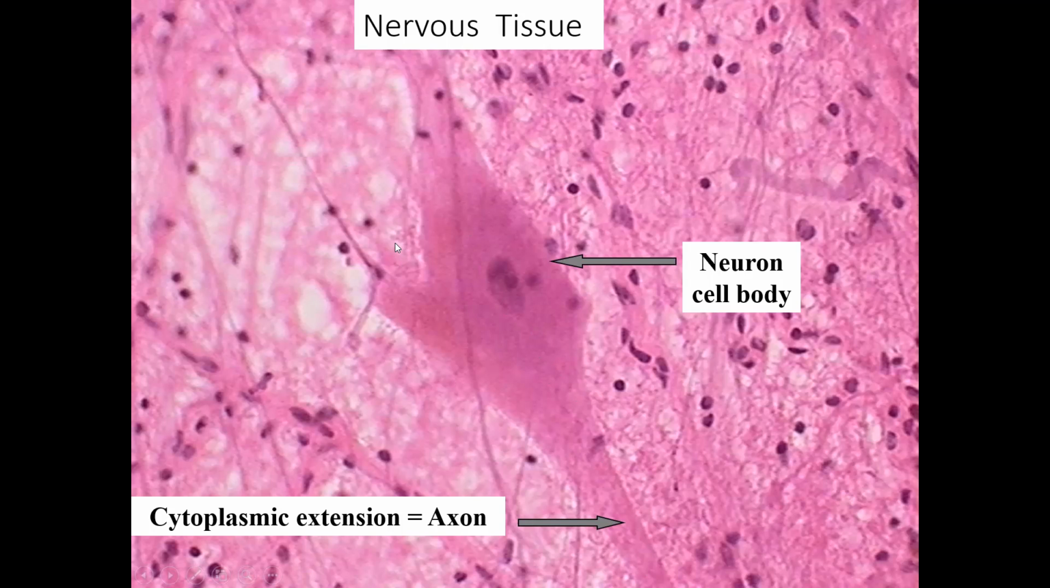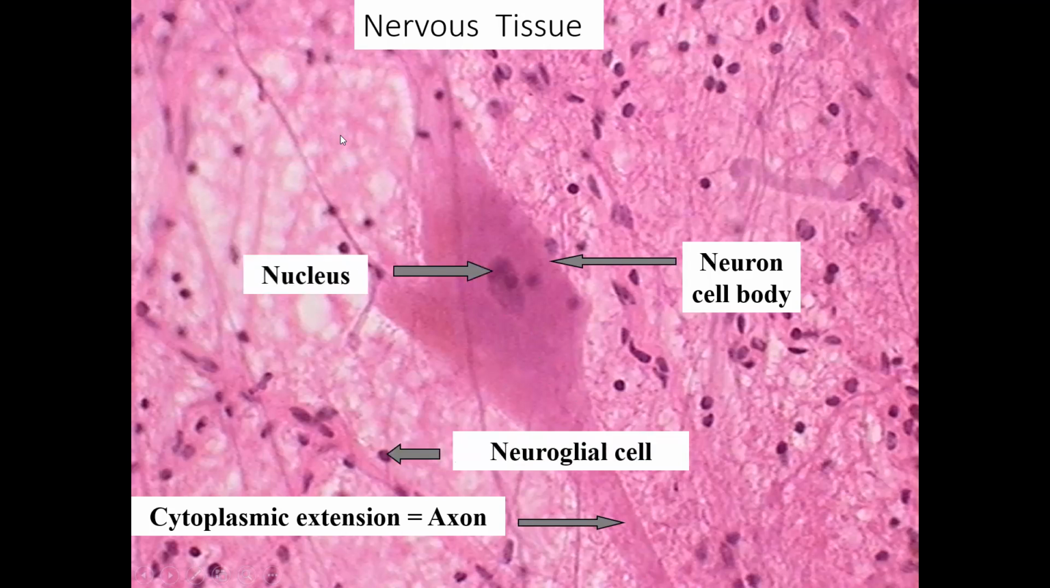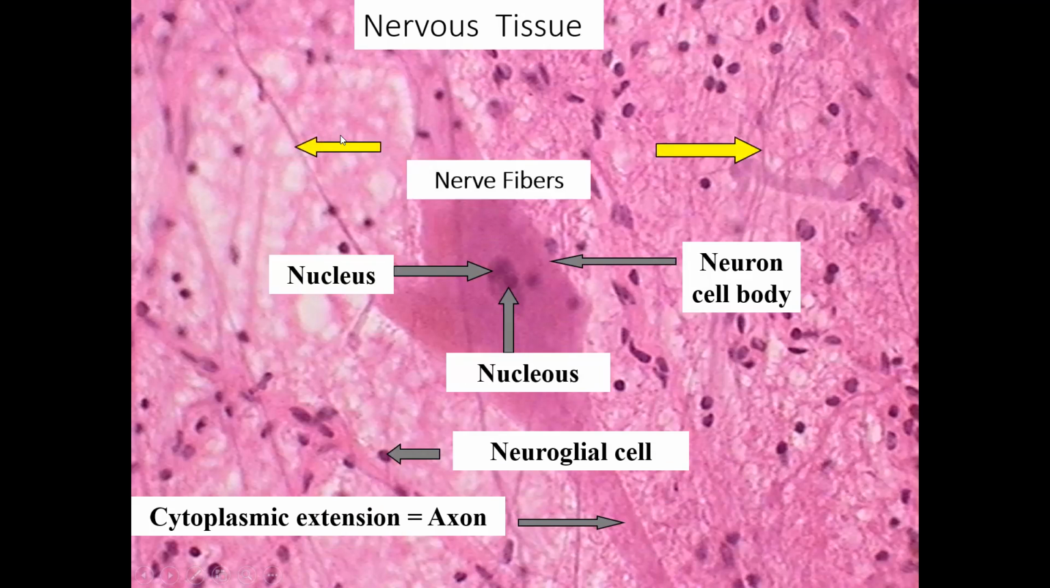Now, the reception of the stimulus occurs at these structures up here. There's the nucleus. Okay. These fibers here are what we call dendrites. Dendrites are the receiving end, the antenna, if you will, of the neuron. The neuron will receive a sensory input on these dendrites.